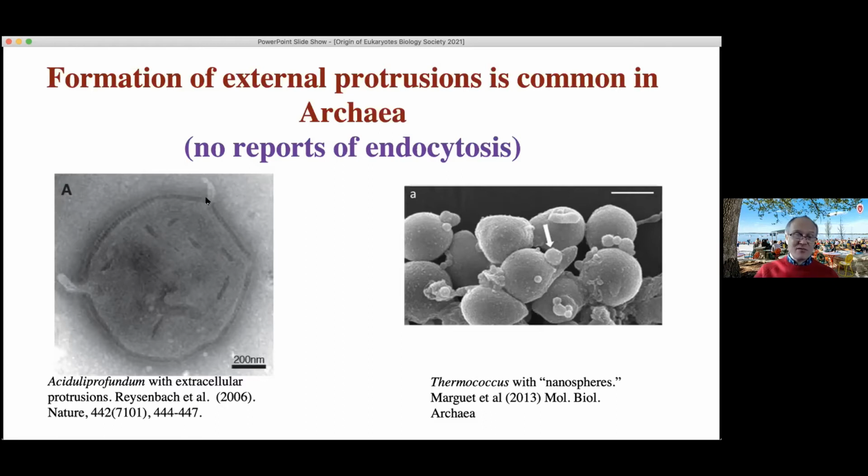This is a transmission electron microscope image showing these little peg-like protrusions. And this is a scanning electron microscope image of Thermococcus showing these things called nanospheres, which are little membrane bubbles that stick out of the cell. Now, typically, these extracellular protrusions are pinched off and released as exosomes, but nonetheless, we noticed that there are very many of these instances, particularly in the group of archaea that are most closely related to the eukaryotes. And there are no known cases of internalization of membranes in the archaea. And so that suggested that we should be thinking positively about a model that focuses on outward projections first, rather than putting the inward ones as a starting point.